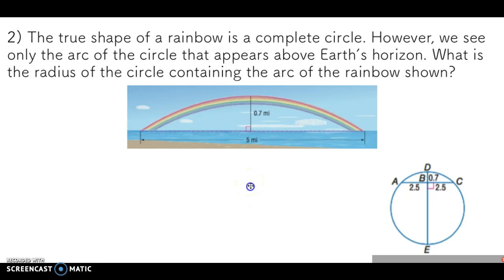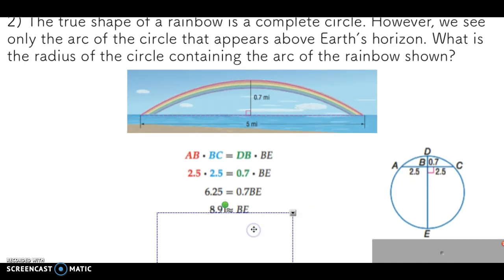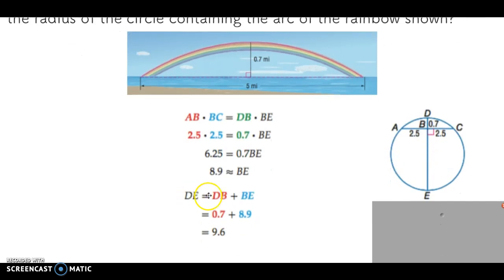Let's check and see. We know that AB times BC is going to equal DB times BE, which is 2.5 times 2.5 equals 0.7 times our missing segment length. When you work that out, you end up getting that BE is equal to 8.9. But the problem asked, what is the radius of the circle containing the arc of the rainbow? Since I know that BE is 8.9, I now know that DE is equal to DB plus BE, which is 0.7 plus 8.9, which is 9.6.